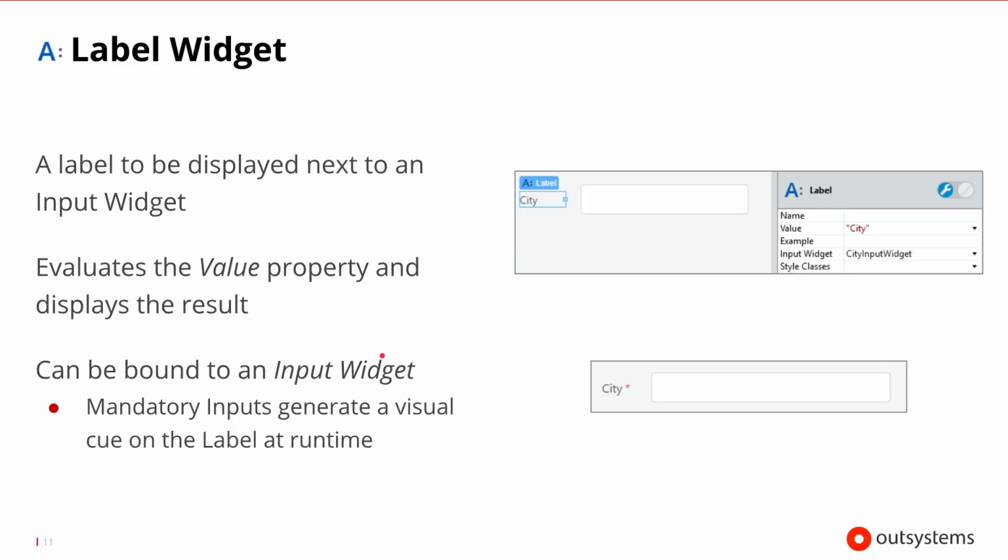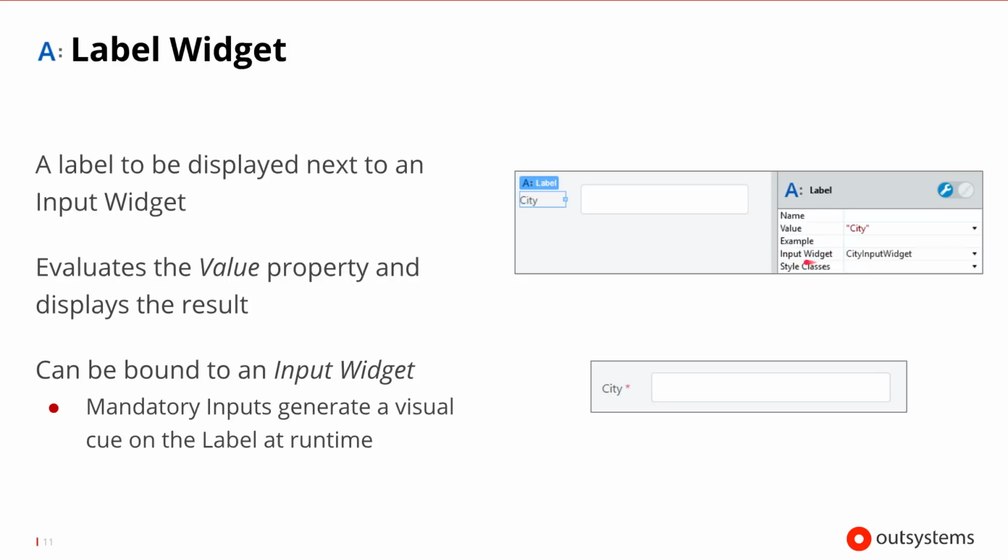And this can also be bound to a specific input widget. So before, we saw the input city widget. So the city input widget would probably have a city label. And in this case, we have value, and the value is just the string city. So that's what's going to be displayed in the label. But that also means that if we had some sort of variable here that might be evaluated to change the way the label is going to look and the value of that label, we could also do that as well.